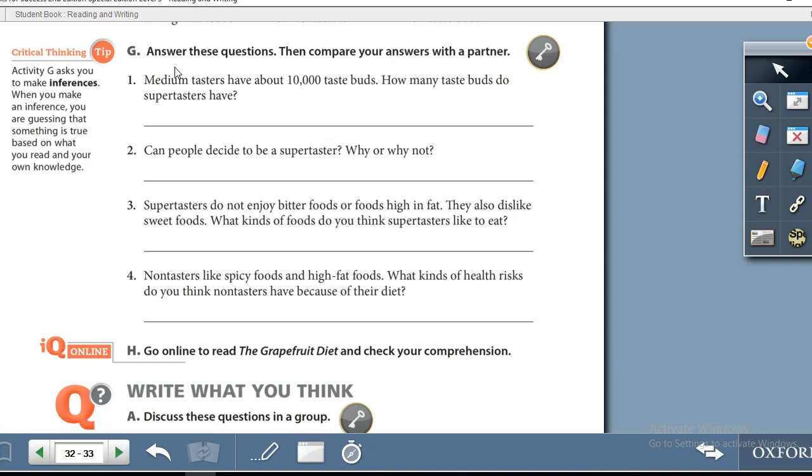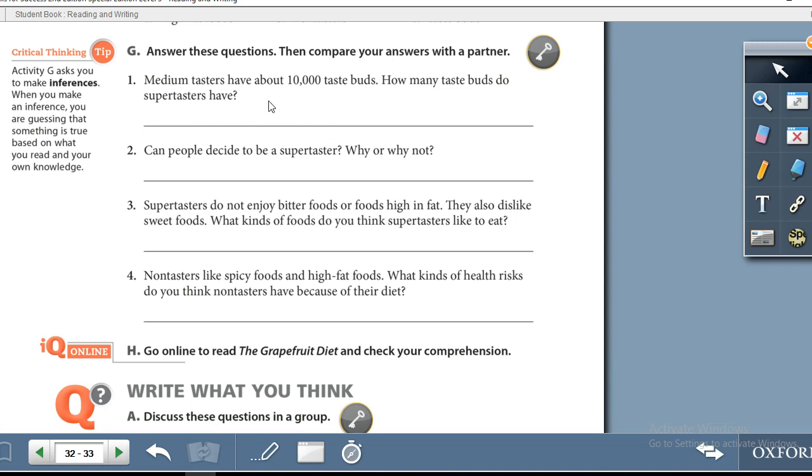Right, so exercise G, it says answer these questions, then compare your answers with a partner. Now, this is something that you have to give an answer for. Let us look at number 1. Medium tasters have about 10,000 taste buds. How many taste buds do super tasters have? Now you will write your answer.